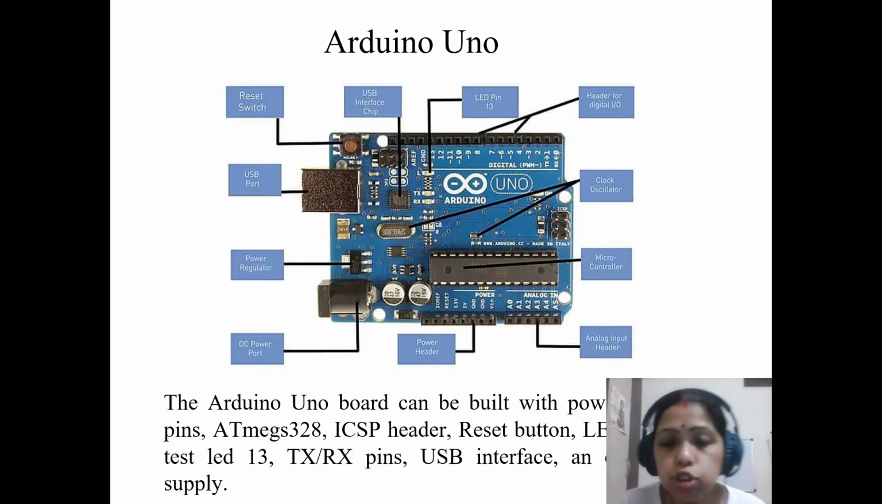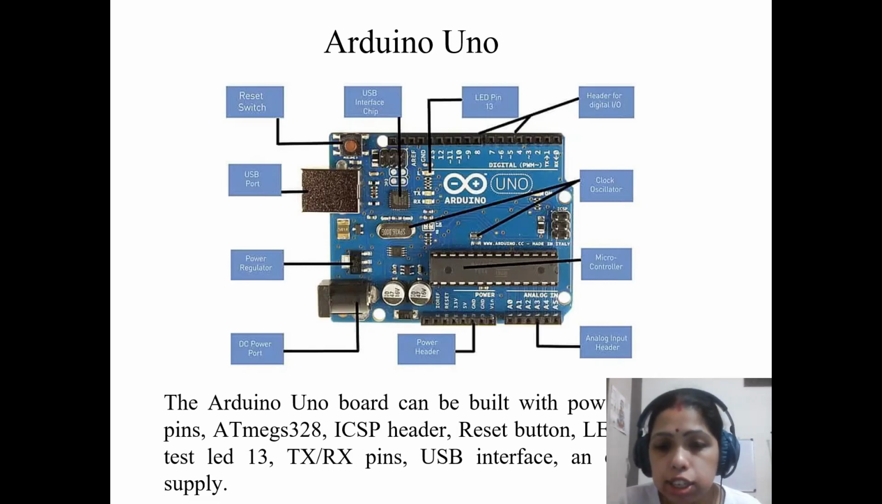What does it mean? If you want to give a digital signal through this pin to an external device, or if you want to collect a digital signal from an external device to the microcontroller, you can use those pins. And here you can see A0 to A5, these are the analog pins.